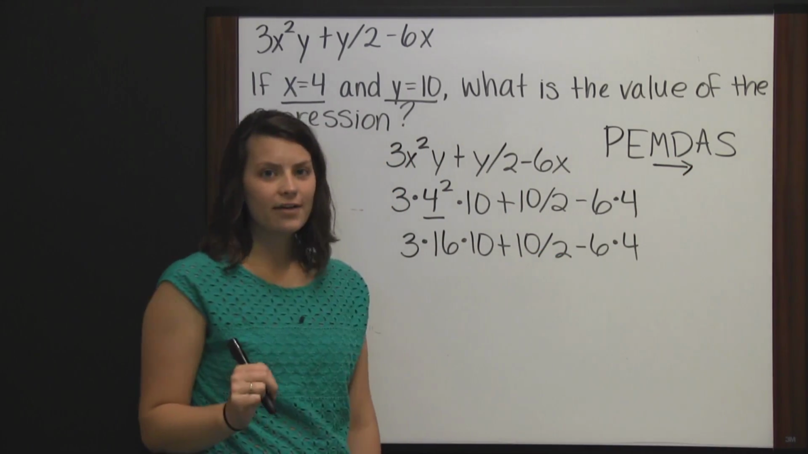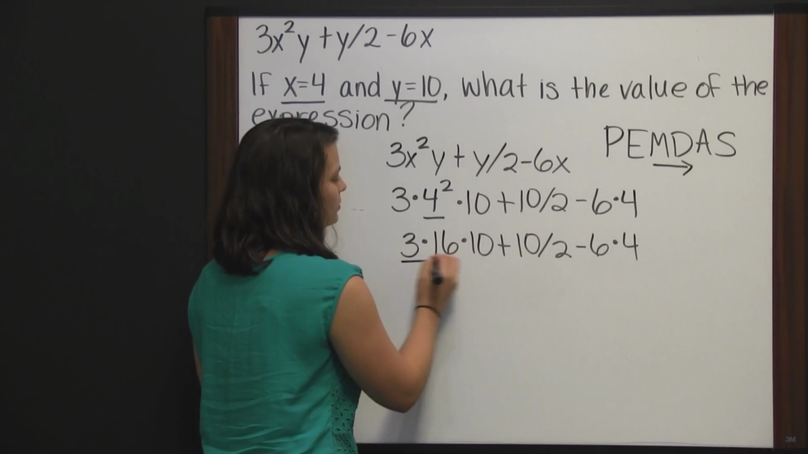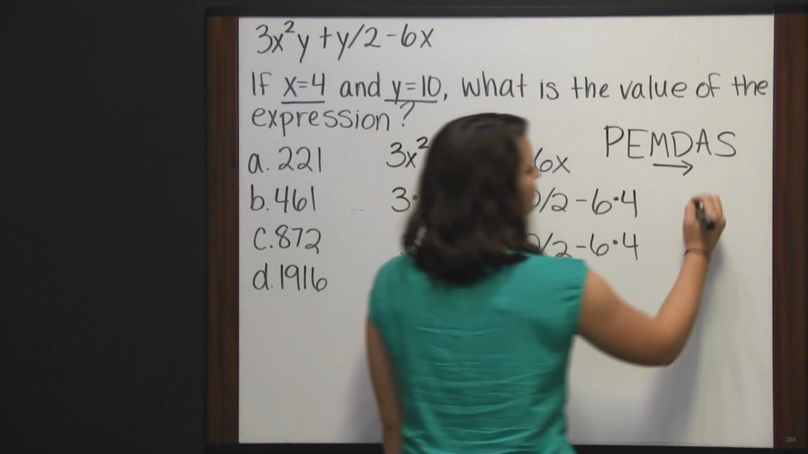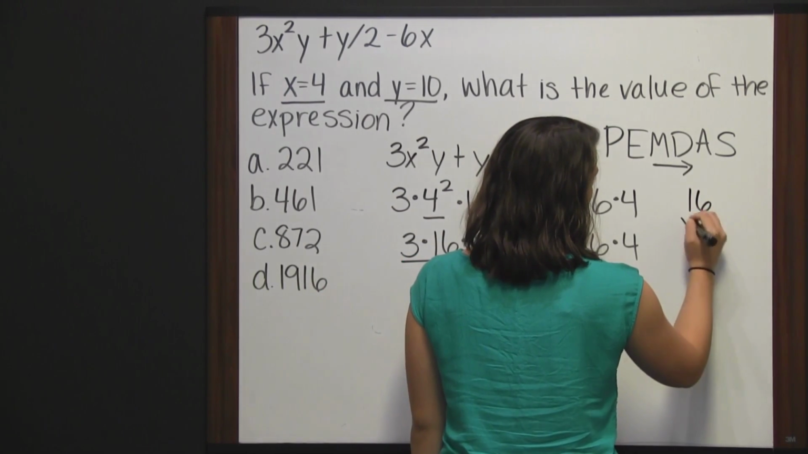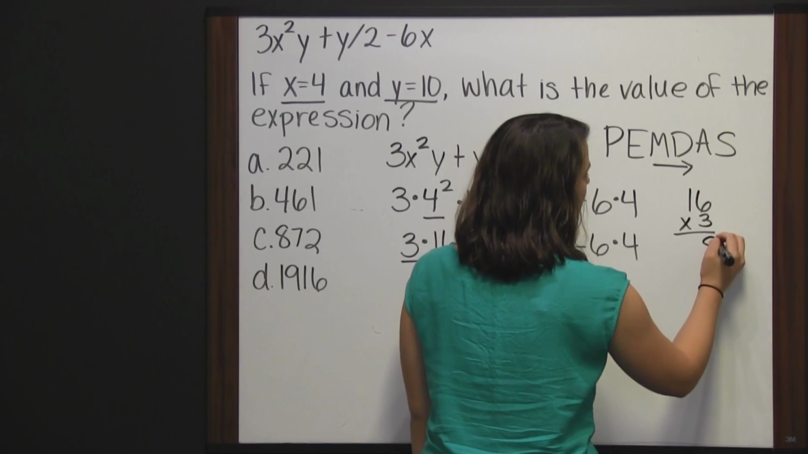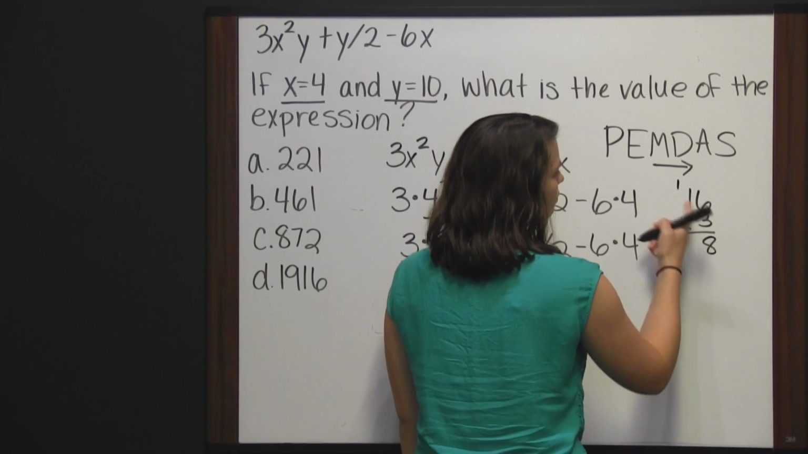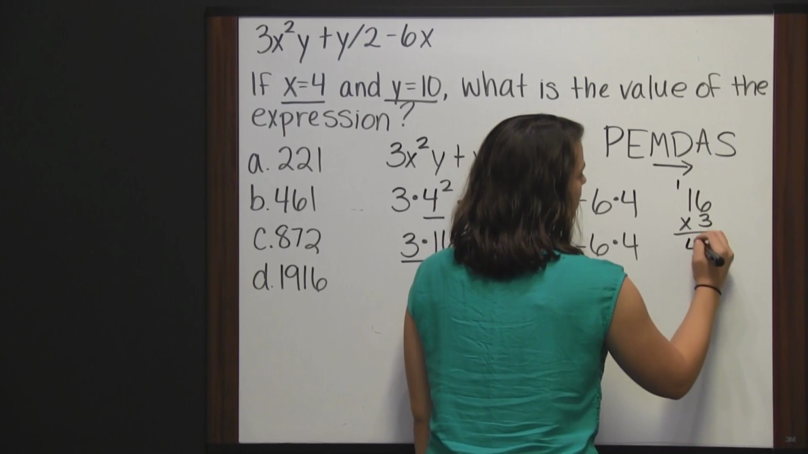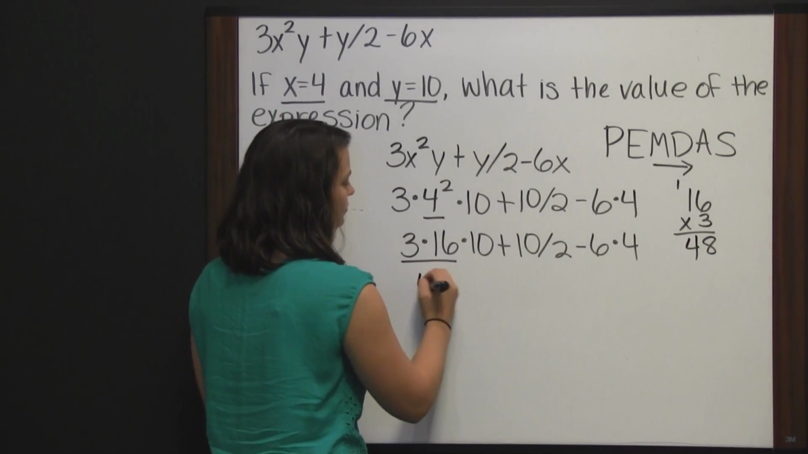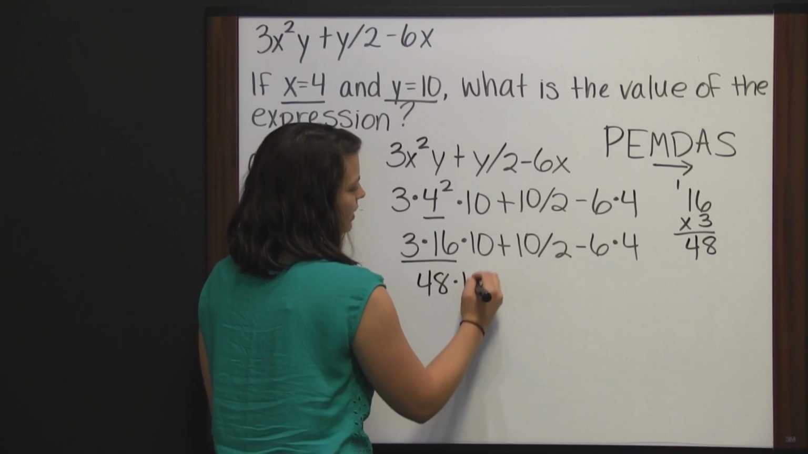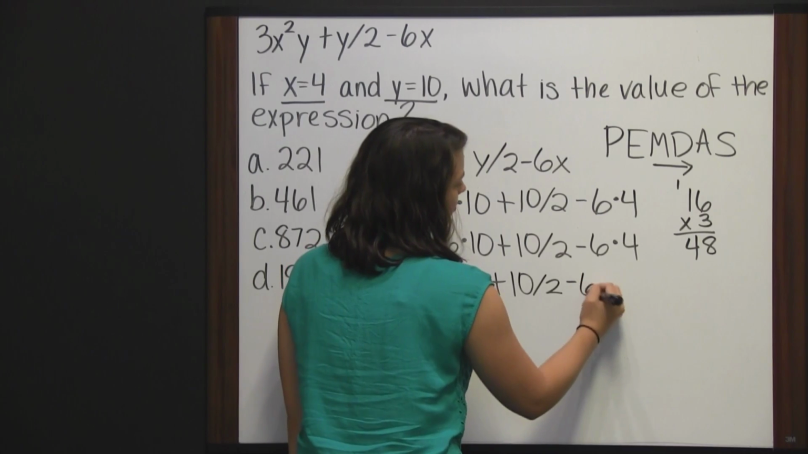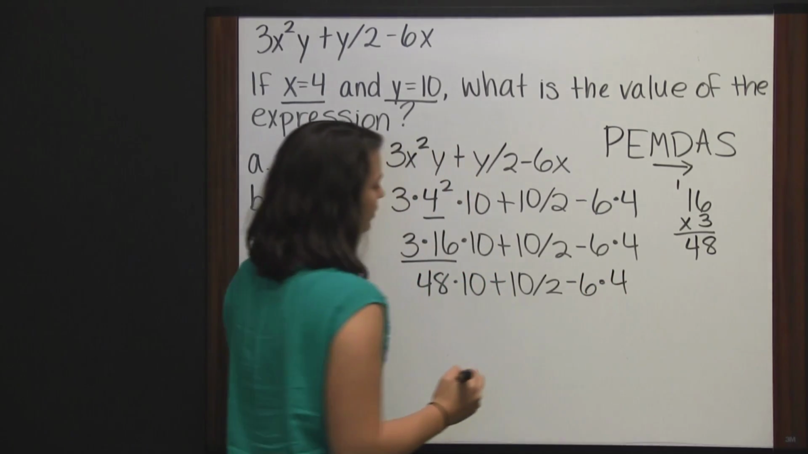So starting on the left-hand side, we'll start with multiplying 3 times 16. And we can work that off to the side. 16 times 3, 3 times 6 is 18, so write the 8, carry the 1. 3 times 1 is 3, plus 1 is 4. So 16 times 3 is 48. So we have 48 times 10 plus 10 divided by 2 minus 6 times 4.